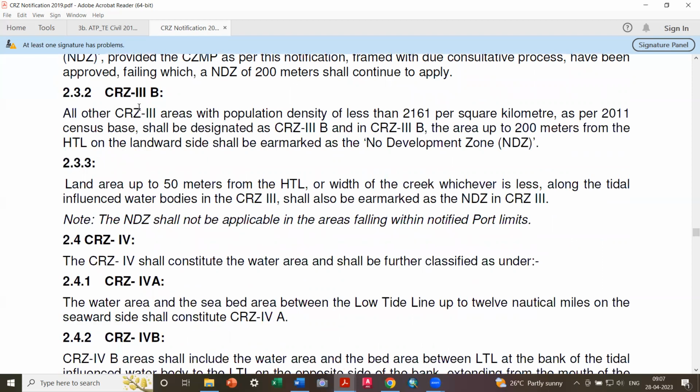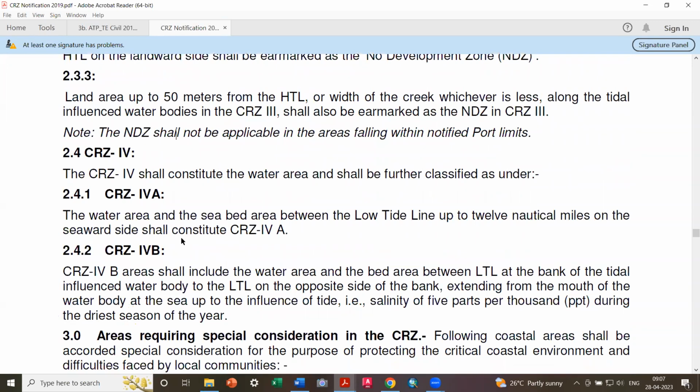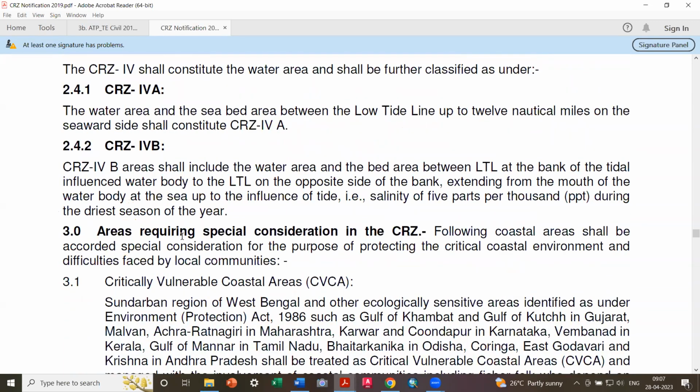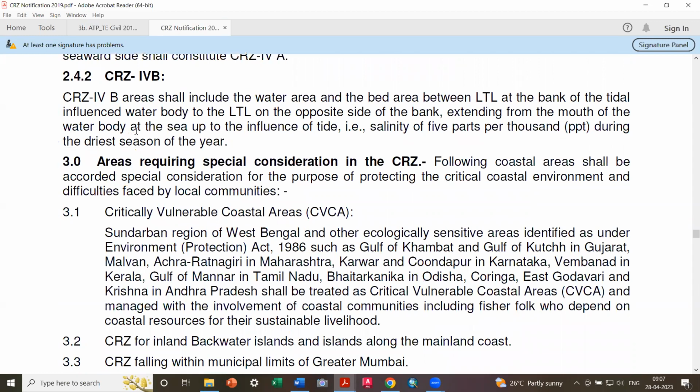Here maybe CRZ3C point will be there. Land area up to 50 meters from the high tide line or width of the creek, whichever is less along the tidal influence water bodies in the CRZ3. CRZ4, CRZ4A, CRZ4B. That we can see. Then areas requiring special consideration in the CRZ.